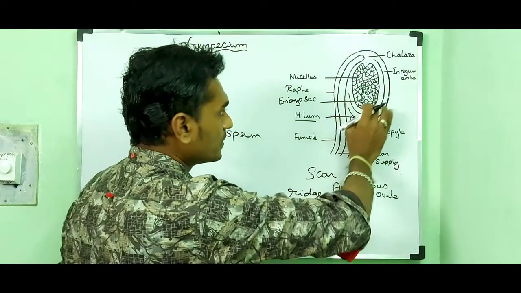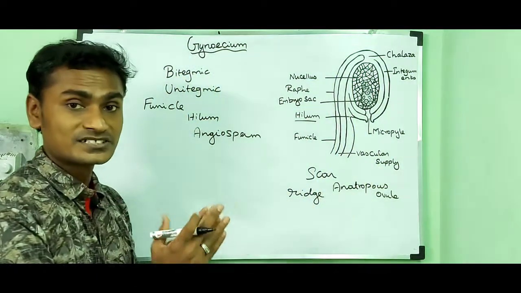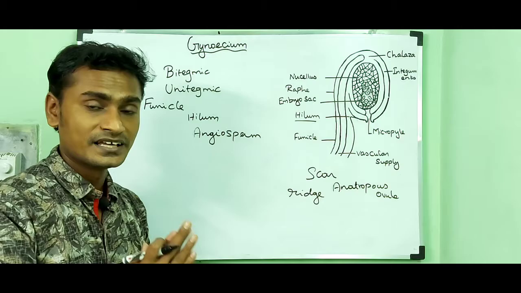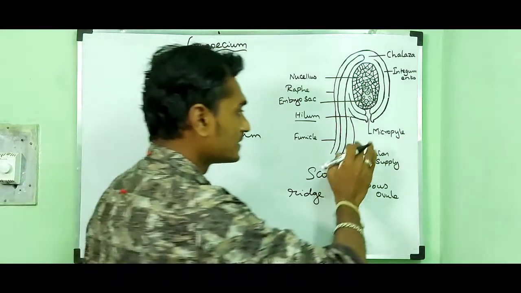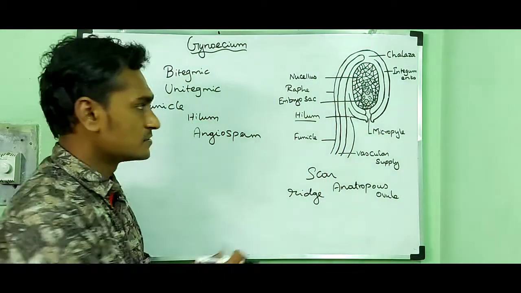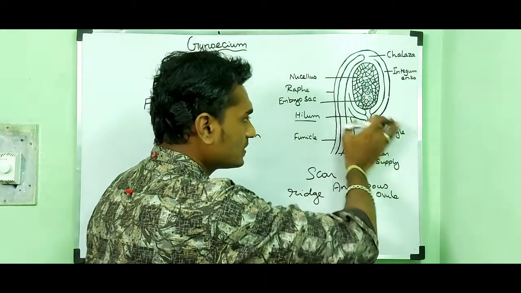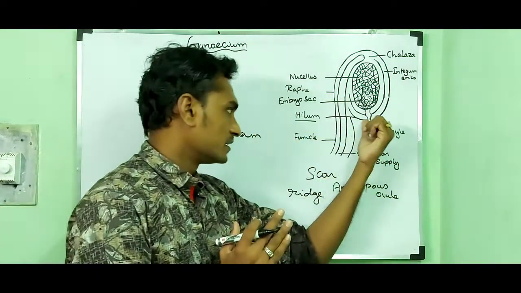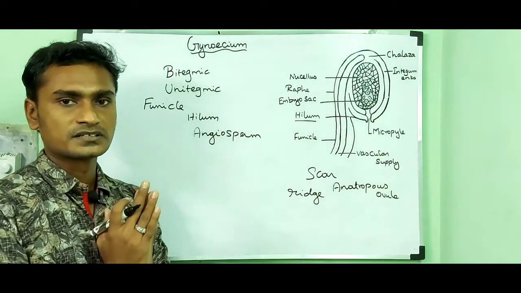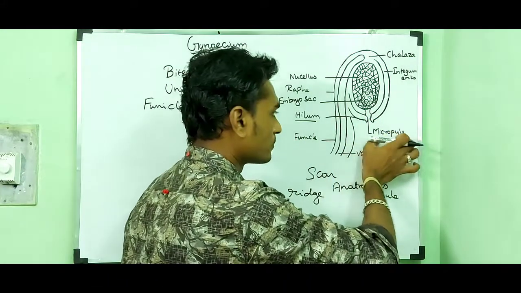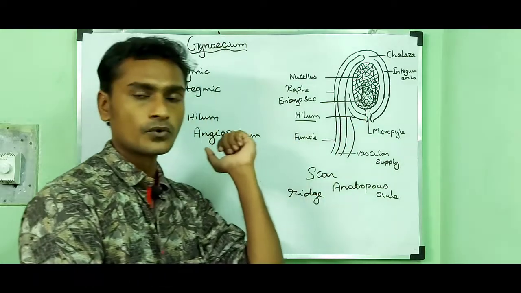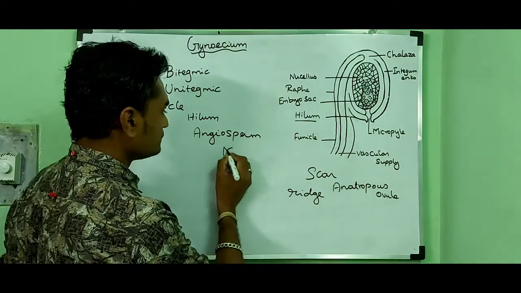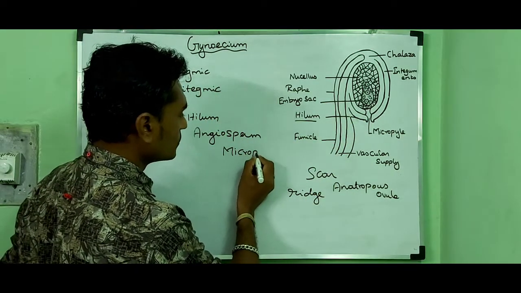Then the body of the ovule is not enclosed at some point. It remains free and forms a pore, and that region is called the micropyle. So the pore of the ovule is called the micropyle.